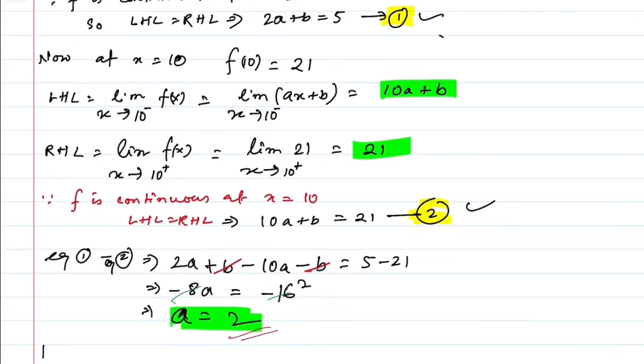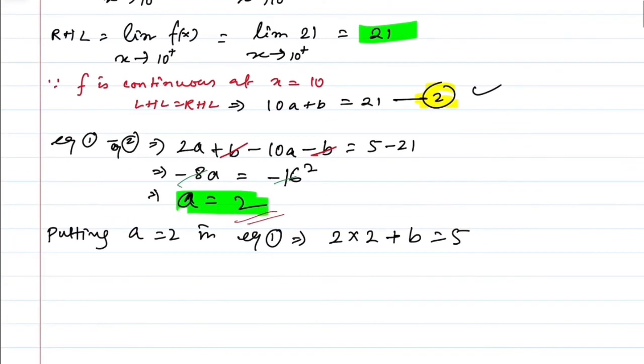So, putting a is equal to 2 in equation number 1. If you replace this a in equation number 1, then you will get 2 into 2 plus b is equal to 5. So that's going to imply 4 plus b is equal to 5. So that means b is equal to 5 minus 4, that's going to be equal to 1.